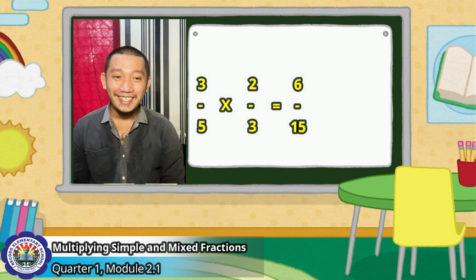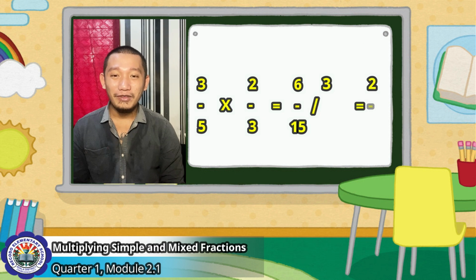Now, 6/15 is not yet in simple form. You've learned last week how to do that. Since 6 and 15 are both divisible by 3, we will divide them both by 3. 6 divided by 3 will give us 2. And of course, 15 divided by 3 will give us 5. Therefore, 2/5 is our final answer.